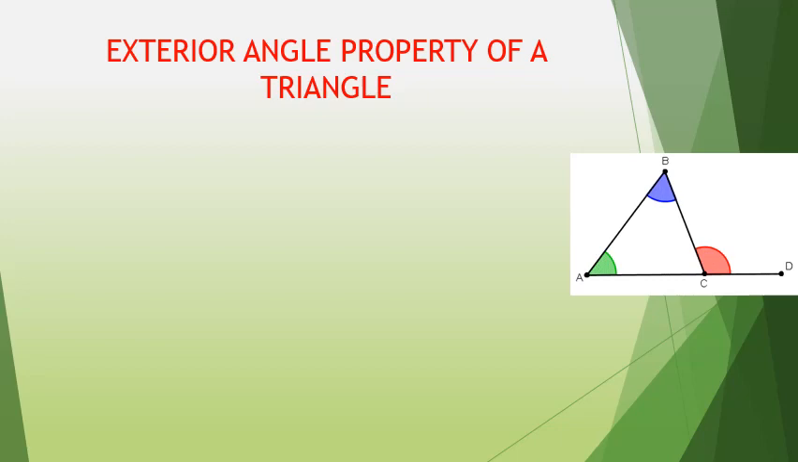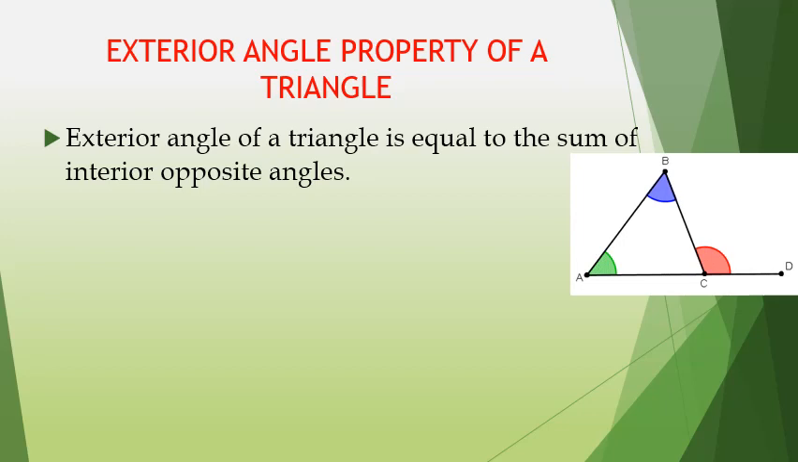Next we can see the exterior angle property of a triangle. What is meant by the exterior angle property of a triangle? The exterior angle of a triangle is equal to the sum of its interior opposite angles. The exterior angle of a triangle is equal to the sum of the interior opposite angles. This is called the exterior angle property of a triangle.